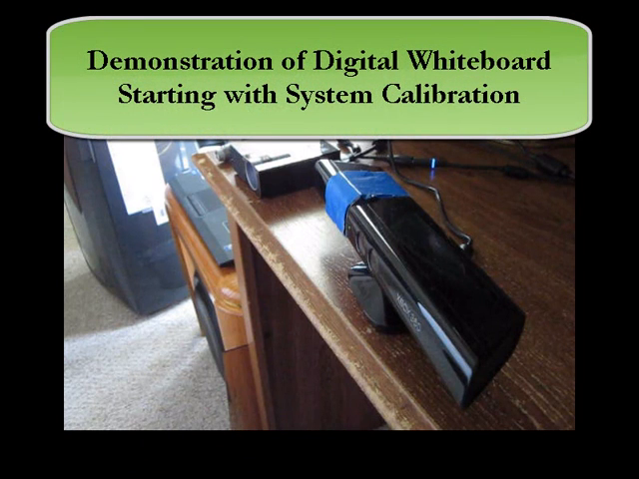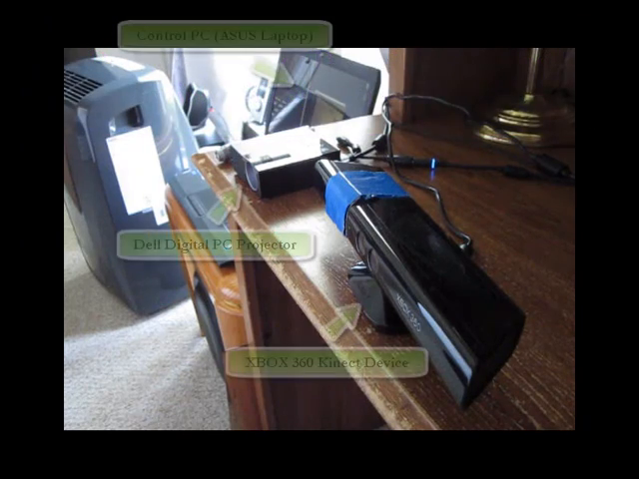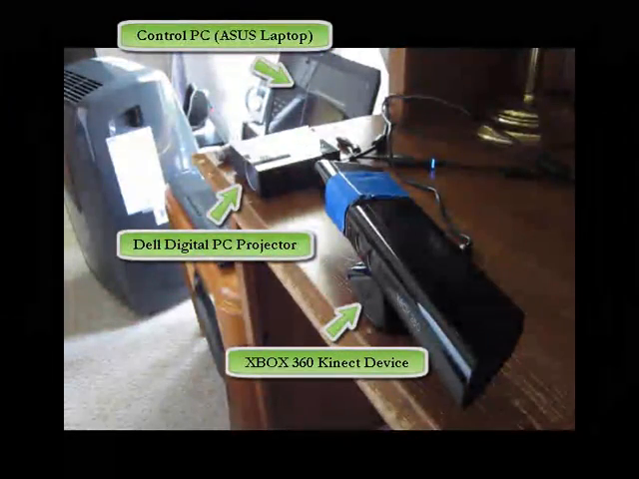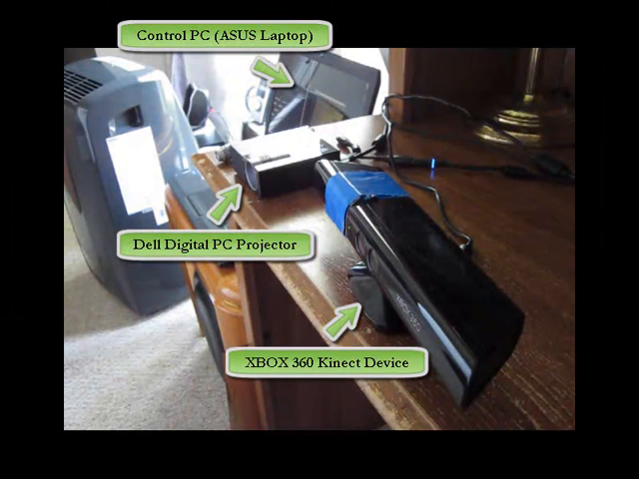The first step to realizing any computer vision system is always sensor calibration. So now I will proceed to calibrate the digital whiteboard SAR system given a unique system configuration as shown. The various hardware components are positioned as follows and labeled in the video.